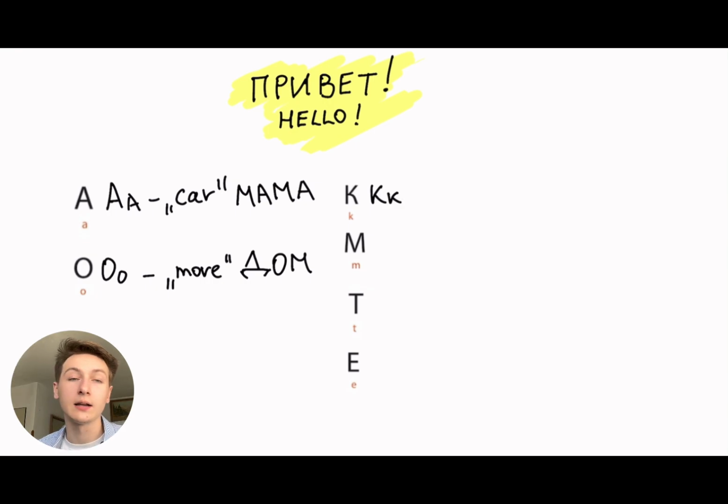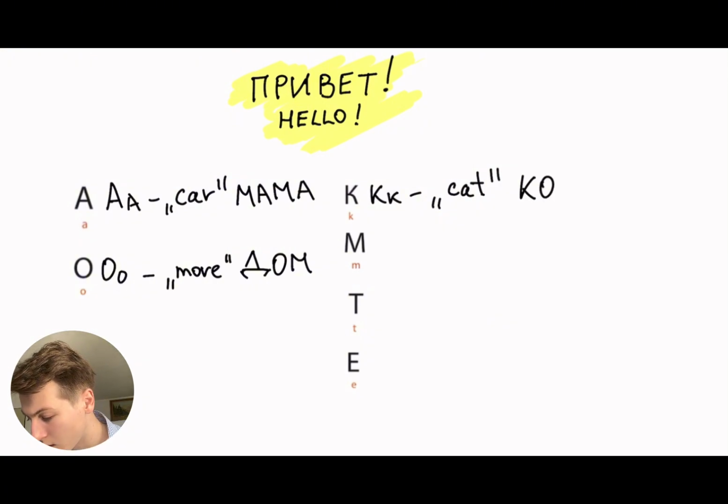Next one will be K. The sound like K in a cat, for example. Cat. K. Ka, which means like example in Russian it's kot. Ka. Repeat after me. Ka. Kot.